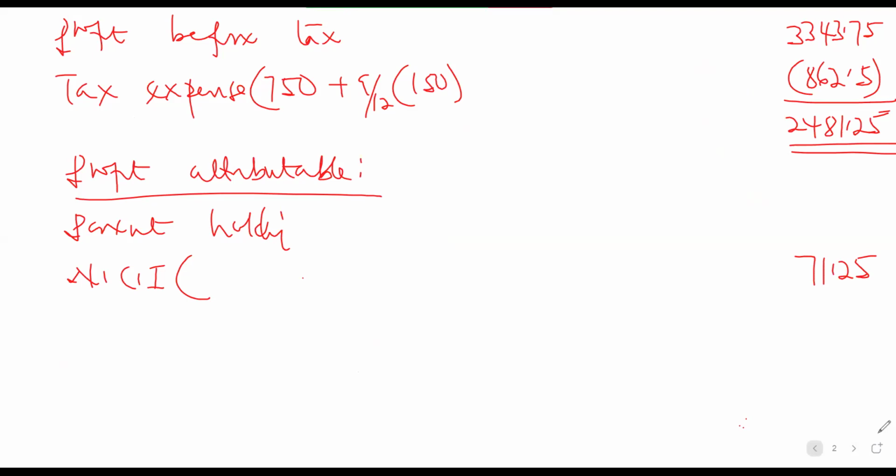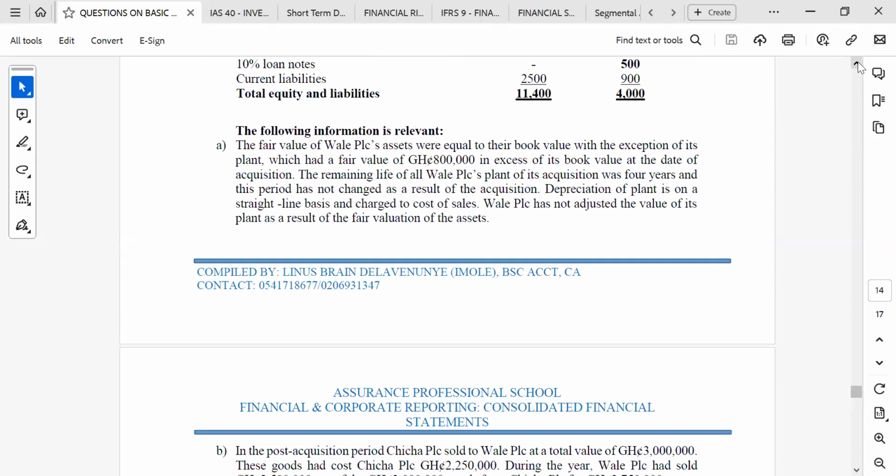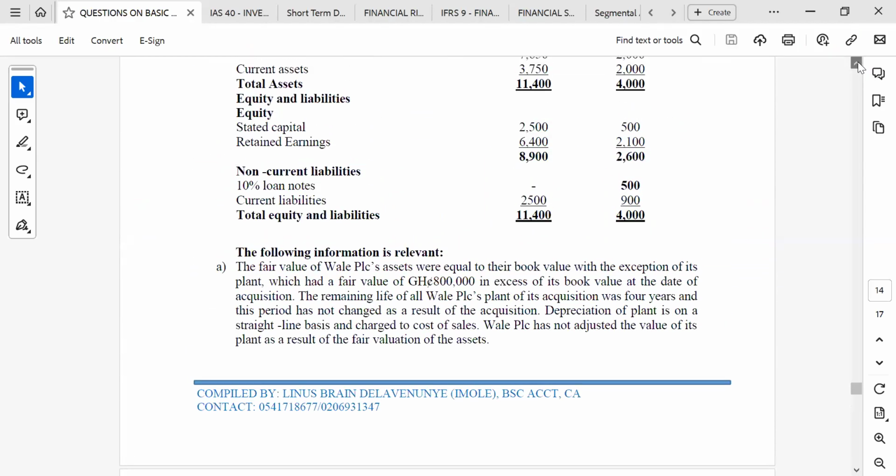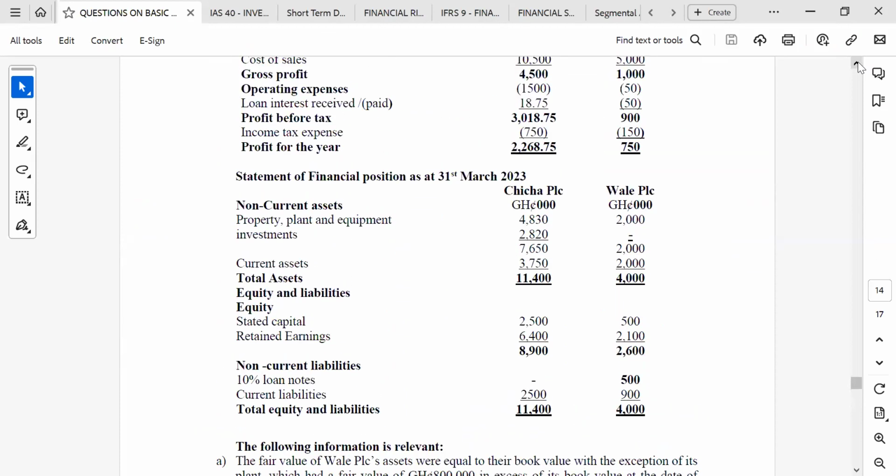First of all, find your 9 months profits, which will be on the total profit reported by the subsidiary. The 9 months profit is how much? Is it 750, isn't it? Okay. So 750 of the 9 months.